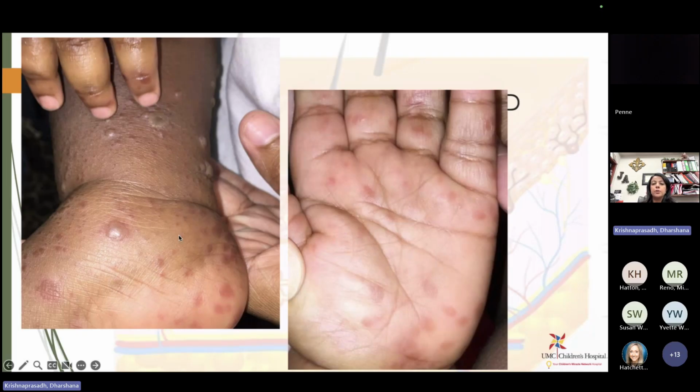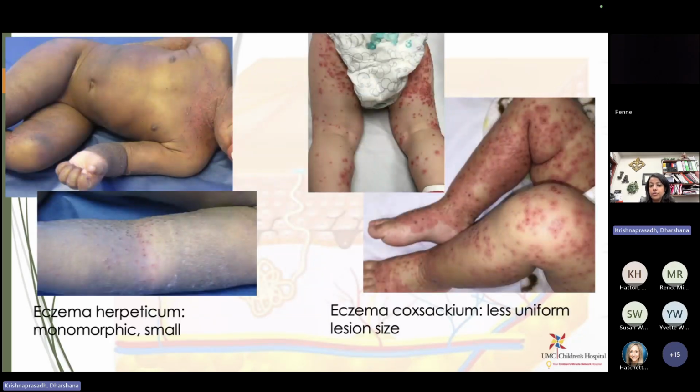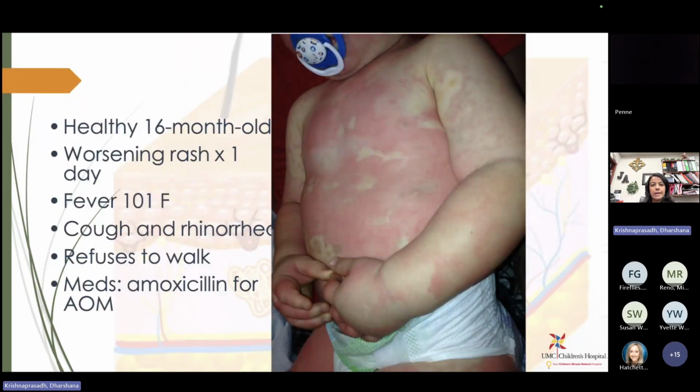Sometimes they can also be papular, so we call it more maculopapular because it can be a combination of those two. Going to eczema herpeticum, this is seen in kiddos with a history of eczema. They look similar to what hand, foot, and mouth can look, except they do have vesicles. They are monomorphic and small, and more uniform in nature. So going on to our next condition.